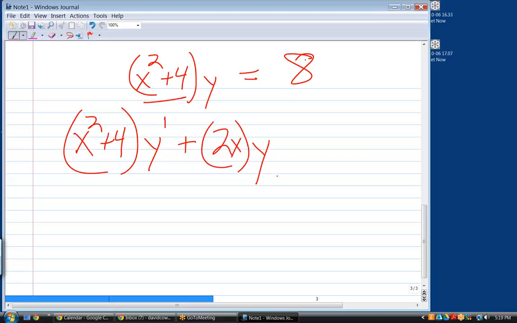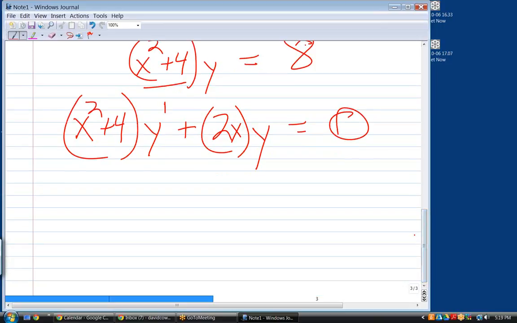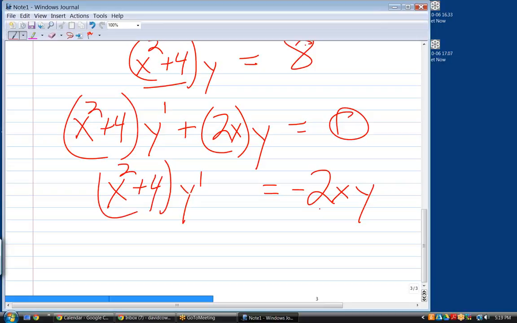And the right side? 0. Next step? Gotta subtract over, well, I guess you would subtract over the 2x times y. Correct. And finally, the last step. Just divide by x squared.